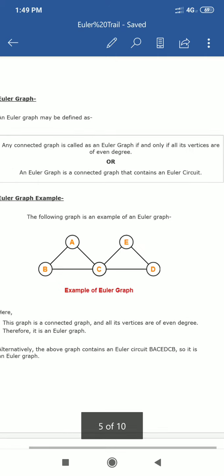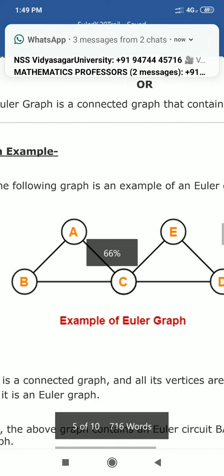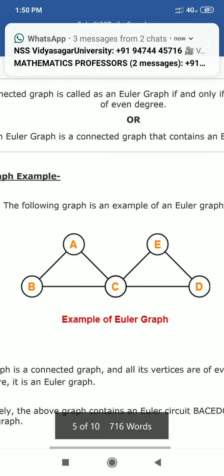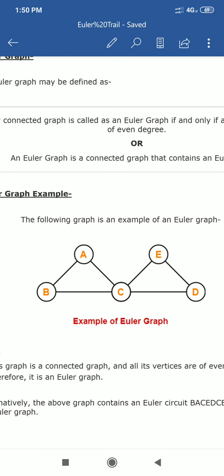Now check this example. Is this graph Euler or not? Our task is to find a circuit which contains all the edges. Let us suppose B to A, A to C, C to E, E to D, D to C, and C to B. So this is an Euler circuit as it contains all the edges.